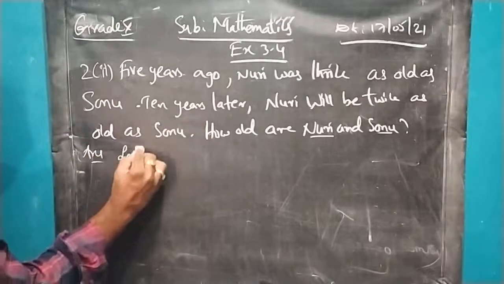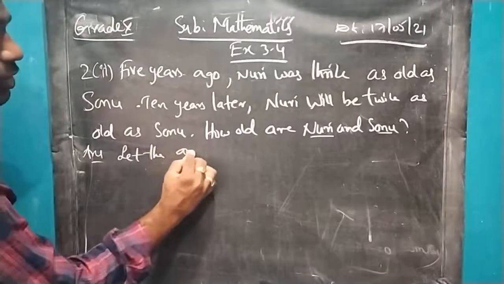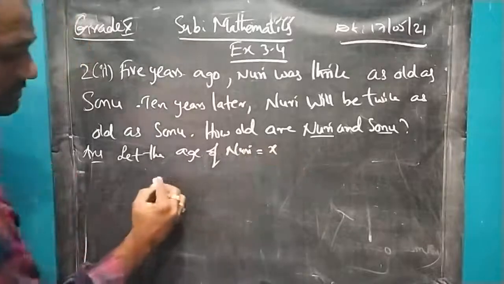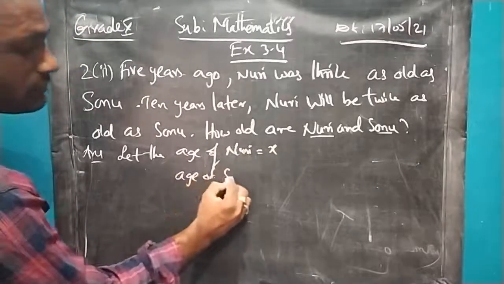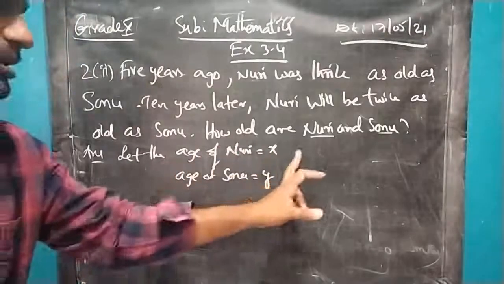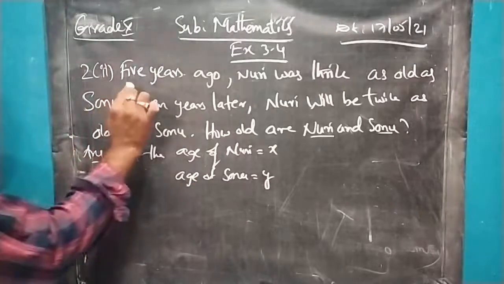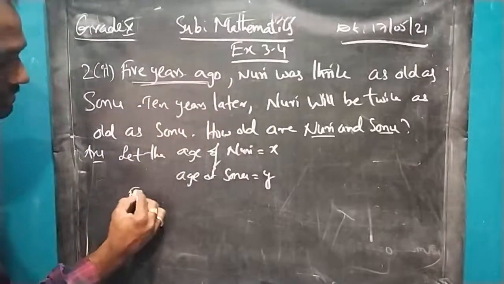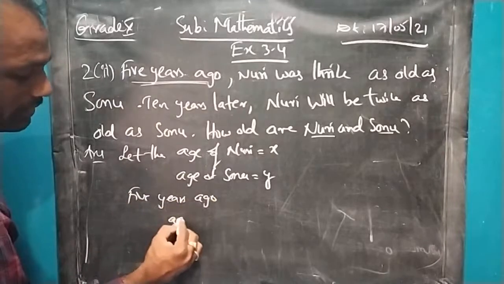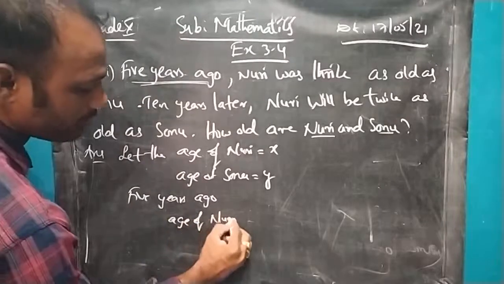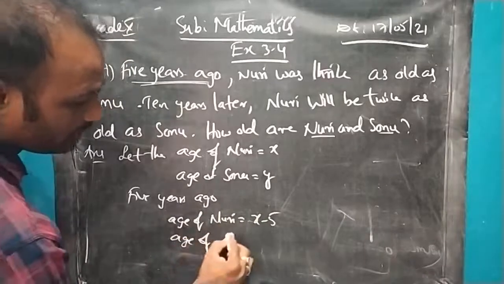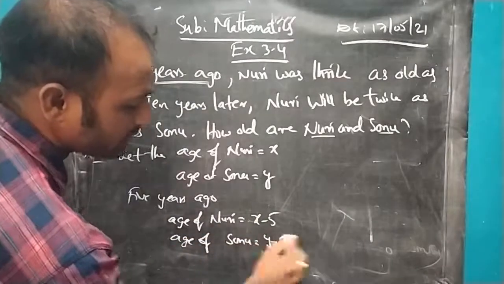So we will be assuming that the age of Nuri is X, age of Sonu is Y. So we are assuming that age of Nuri is X, age of Sonu is Y. Read the first sentence, 5 years ago. It is clearly saying before 5 years. So 5 years ago, age of Nuri is X minus 5, age of Sonu, Y minus 5.